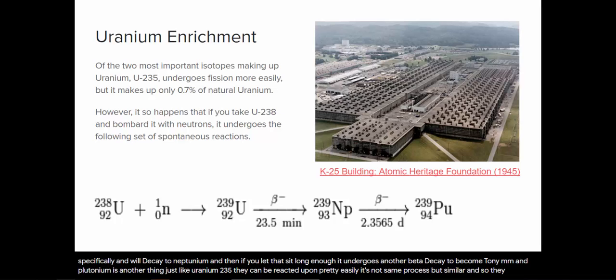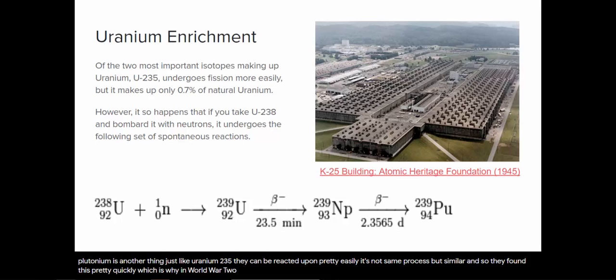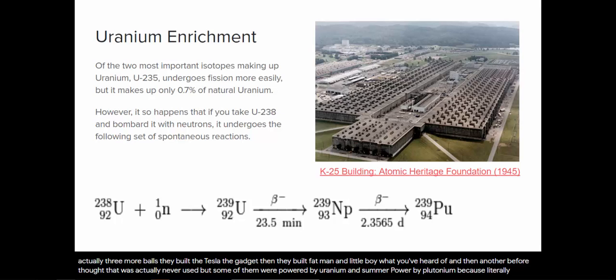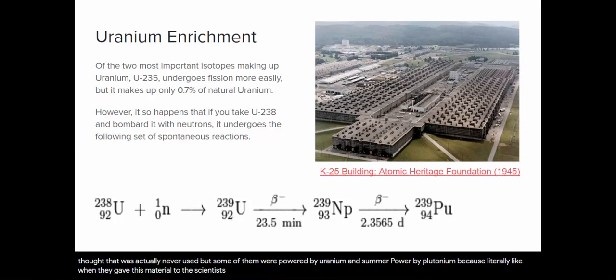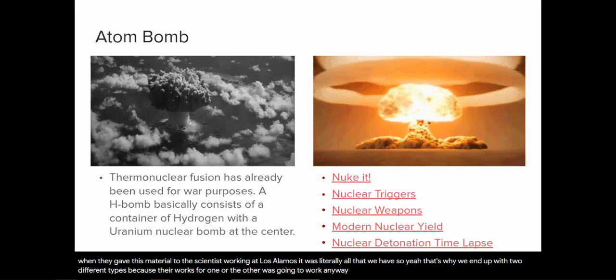And so they found this pretty quickly, which is why in World War II, when they built the first atomic bomb, the Gadget, that was uranium powered, and they built actually 3 more bombs. They built the test one, the Gadget, and then Fat Man and Little Boy, which you've heard of, and then a 4th bomb that was never used. Some were powered by uranium and some by plutonium, because when they gave this material to the scientists working at Los Alamos, it was literally all that we had. That's why we ended up with 2 different types, because they weren't sure one or the other was going to work. So anyways, atomic bombs.